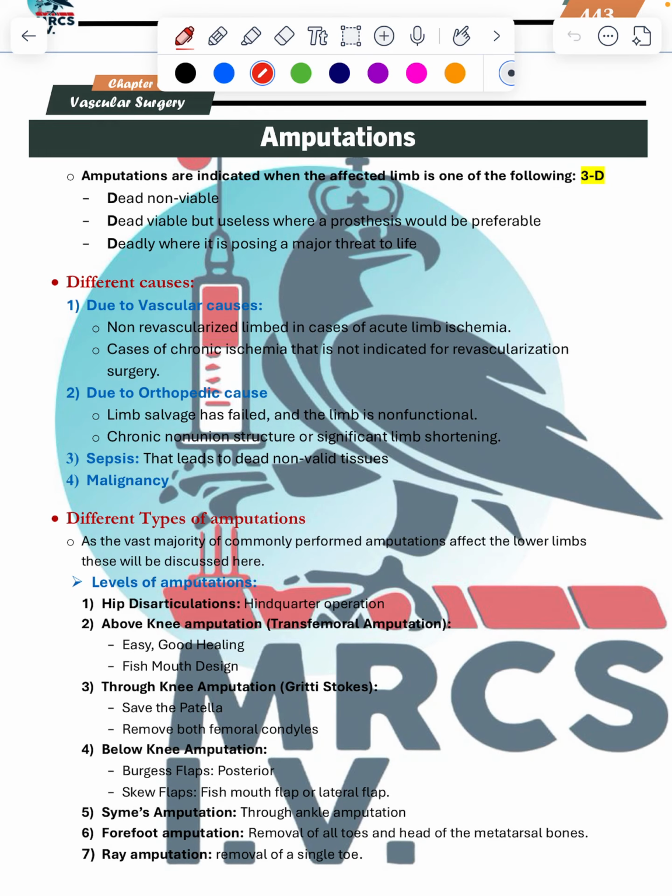So coming to the next topic, amputations. Amputation is cutting of the leg. Three Ds are involved: dead non-viable leg, dead viable but useless because a prosthesis cannot be fitted, it will be better to amputate, and deadly if it is causing a threat to life. Dead non-viable, dead viable but useless, and deadly.